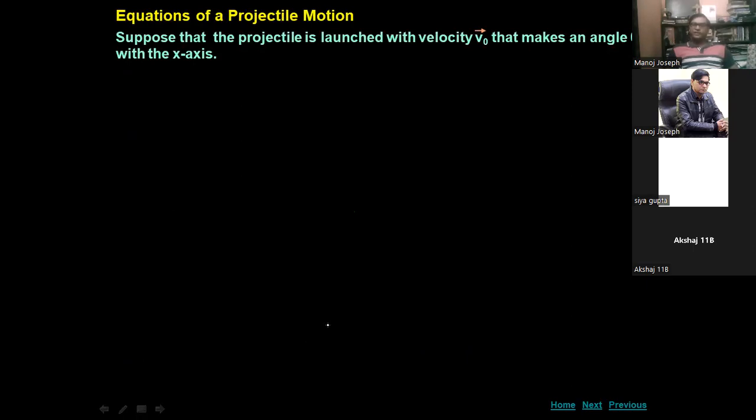So the equation of projectile motion. Suppose that a projectile is launched with initial velocity v0 that makes an angle theta with the x-axis. So we are taking two axes now to describe the motion of this object. First is the x-axis, another is the y-axis, and the projectile is thrown. It will follow this path. This is called the trajectory. We give initial velocity v0, and this velocity is inclined at an angle theta with the horizontal axis.